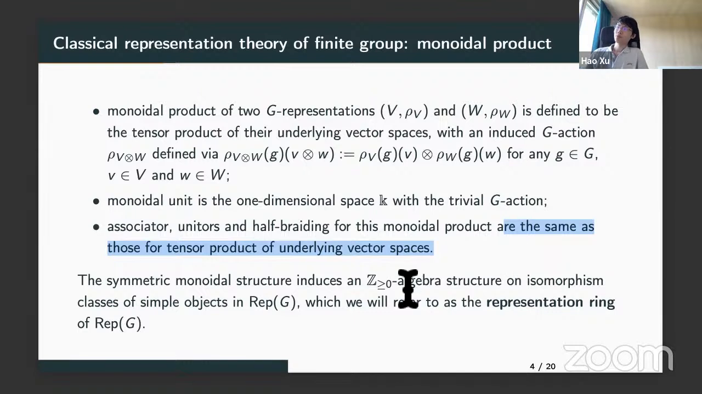This symmetric monoidal structure on Rep G induces a non-negative integer coefficient algebra structure on the set of isomorphism classes of simple objects. So these are simple G representations. And we will refer to this algebra as the representation ring of Rep G.